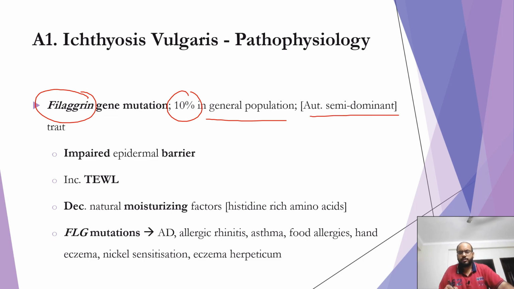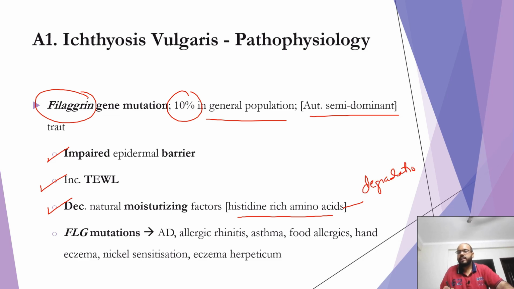We have talked about the autosomal semi-dominant trait. Now, filaggrin performs a very important function in our skin. And when the protein is mutated, you have an impaired epidermal barrier, you have increased transepidermal water loss, you have decreased natural moisturizing substances, which are the histidine-rich amino acids formed by the degradation of filaggrin.